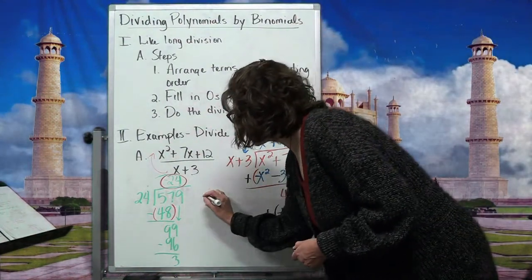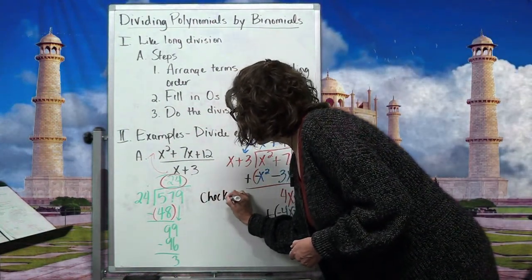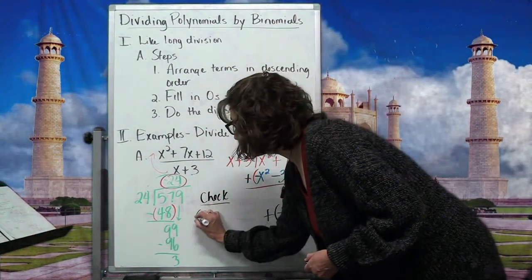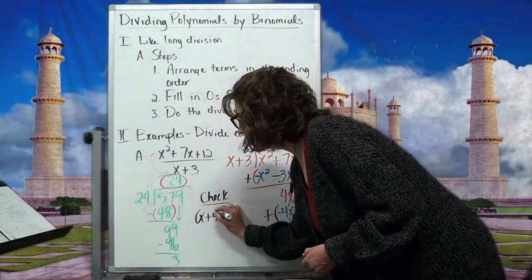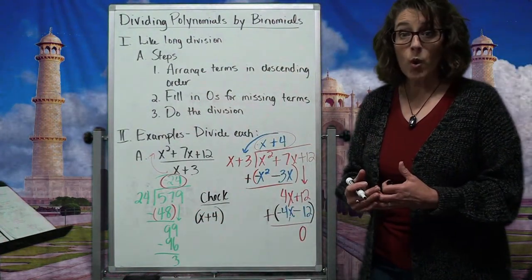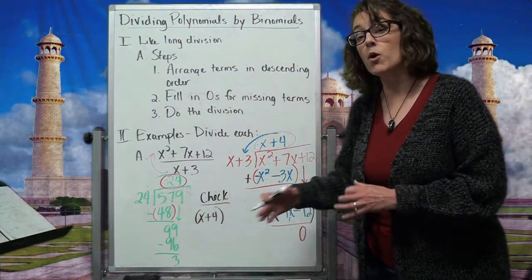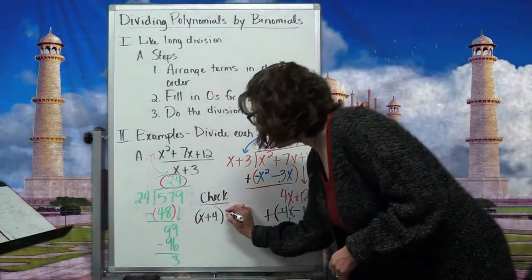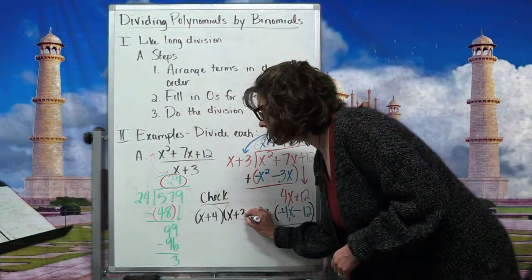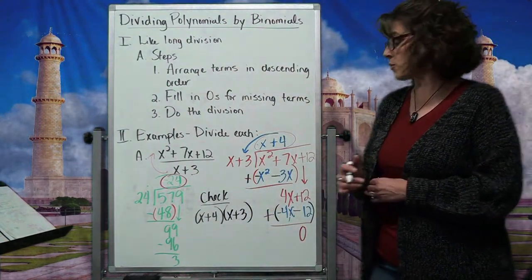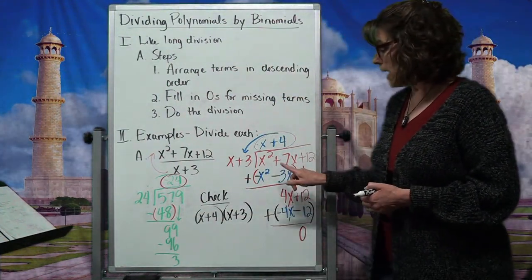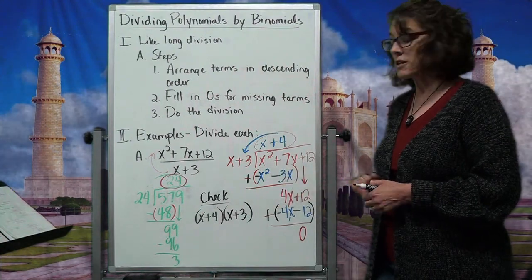So let's check and make sure that it truly is right. I'm going to take my quotient of x plus 4 and multiply the entire quotient. That's why I have parentheses around it. Multiply the entire quotient to this divisor, to the entire divisor. Again, that's why I have parentheses around it. When I do this multiplication, I better come up with the x squared plus 7x plus 12.